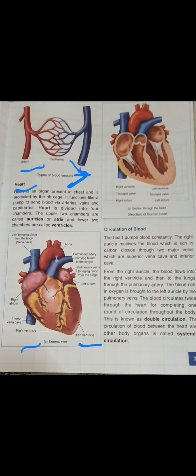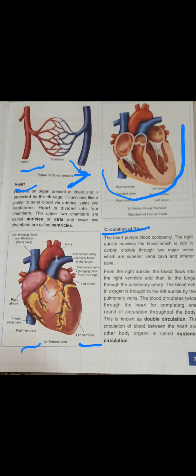Okay, now circulation of blood. This one is inside of your heart. Now the heart pumps blood constantly. Heart makes the blood pure. The right auricle receives the blood which is rich in carbon dioxide through 2 major veins which are superior vena cava and inferior vena cava. So heart will get the blood through the veins, and the auricle receives the blood which is rich in carbon dioxide.